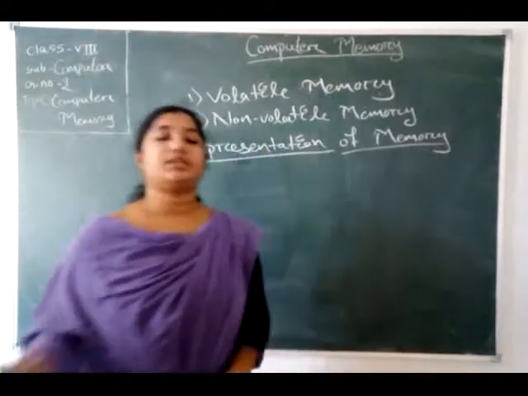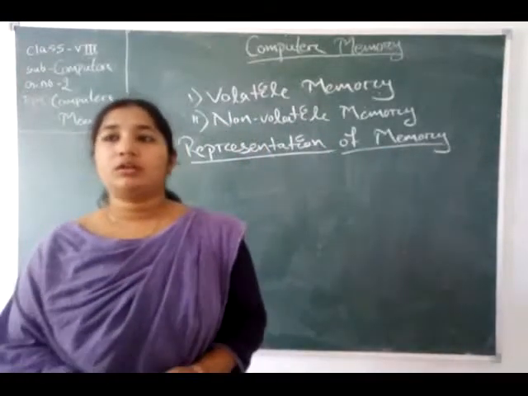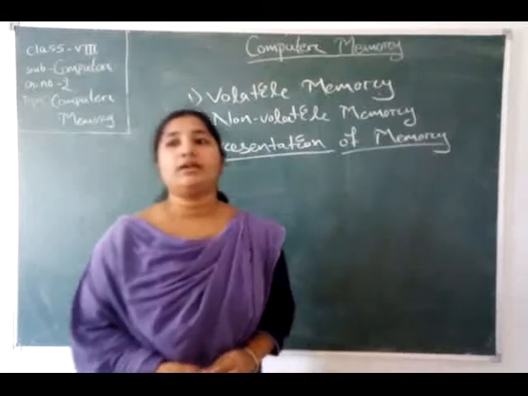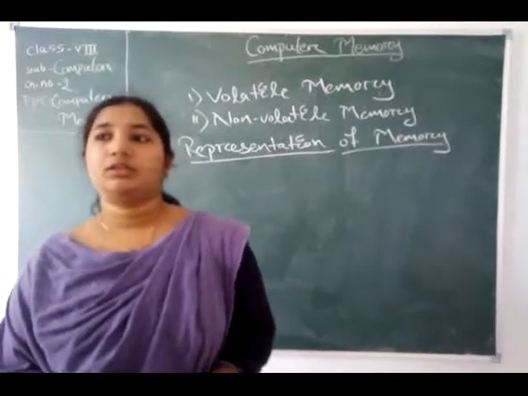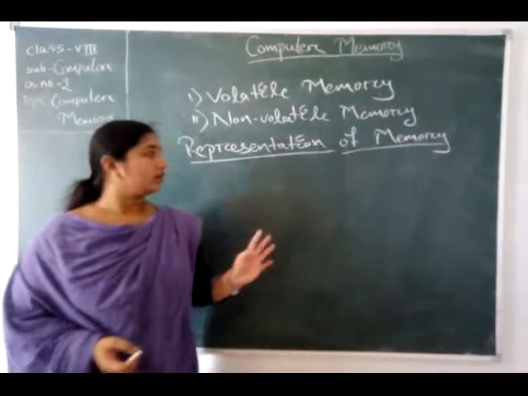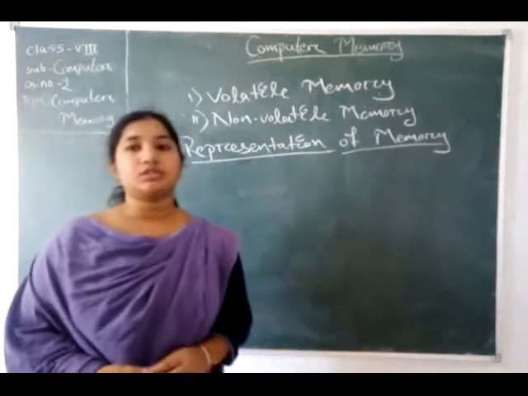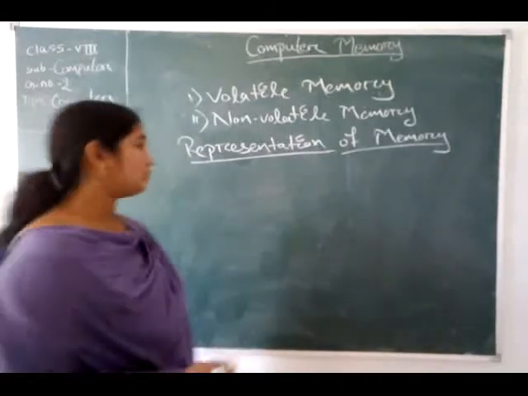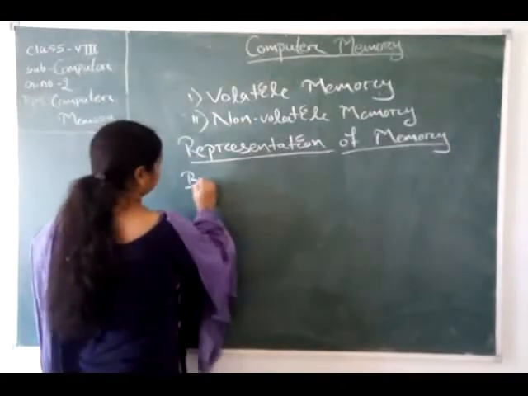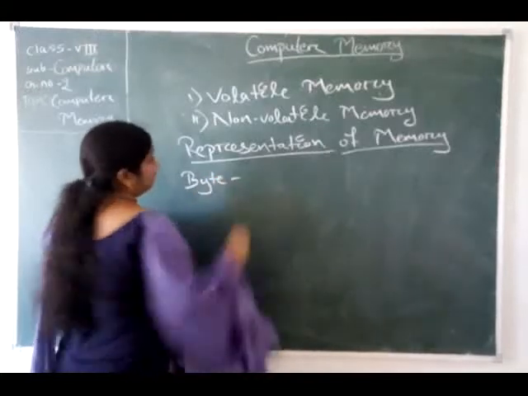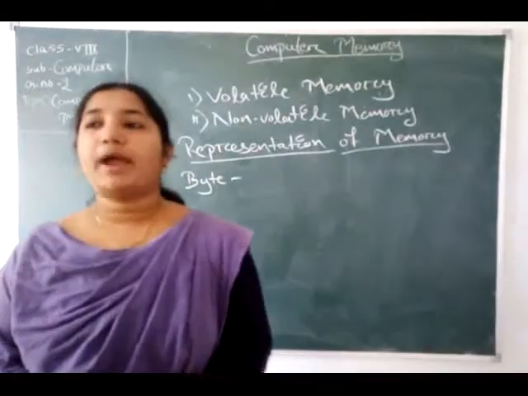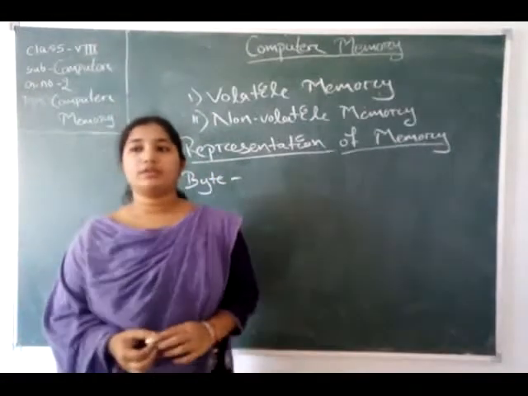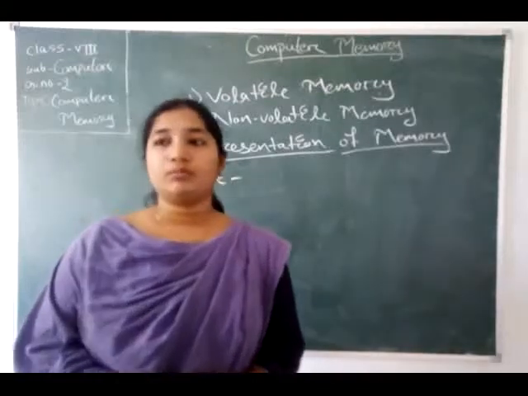So what is representation of memory? The memory is represented with characters. There are some characters in memory which represent the memory. The first one is byte. So what is a byte? A byte is the smallest group of information that a computer can process.